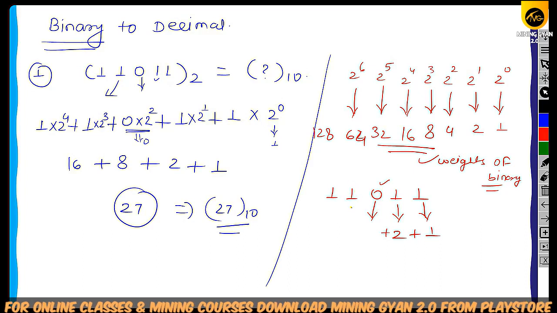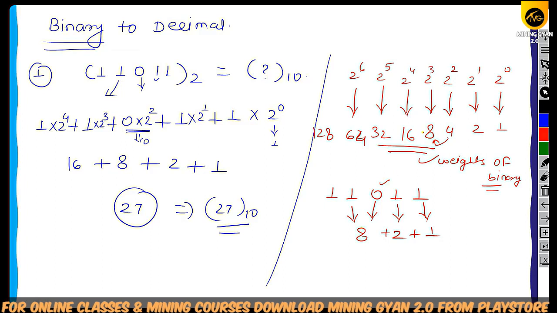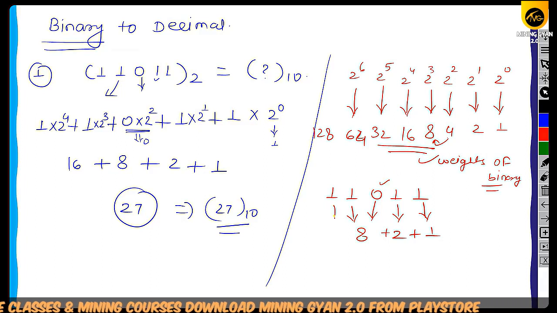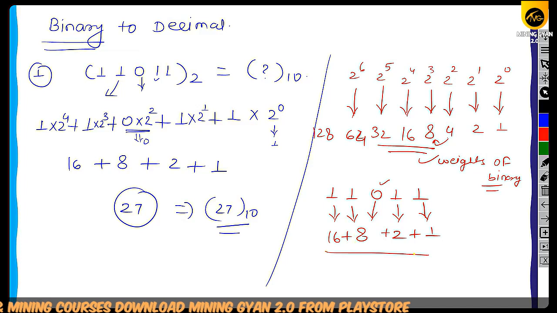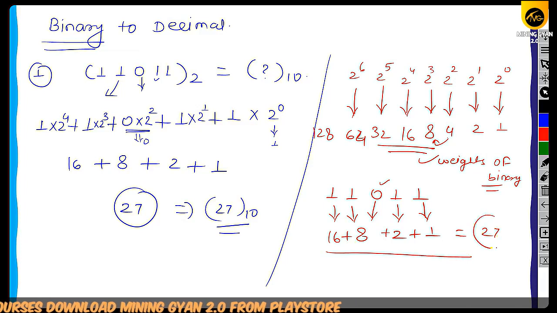Okay, now the next number will be 1. If you want to skip the 0, you have to skip the weight of the respective 0. So this 0 would be 4, so you can directly skip to 8. So the next number will be 8. Again the next number will be 16 because there is a 1. Just add these numbers and you will get the same answer, 27, as a decimal. Okay, 16, 8, 0, 16, 8, 2 and 1, it will become 27.